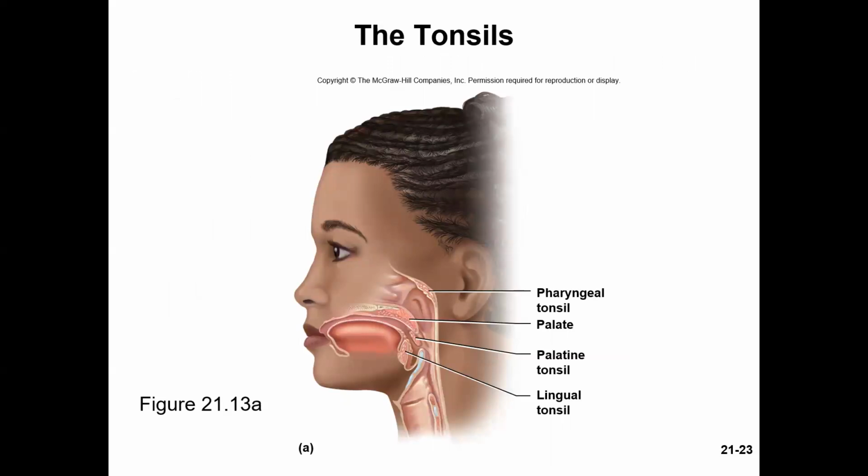So here's a picture so you can get a little bit more acclimated to the location. The pharyngeal tonsil. We can see the palate, the palatine tonsil, and then the lingual tonsil.